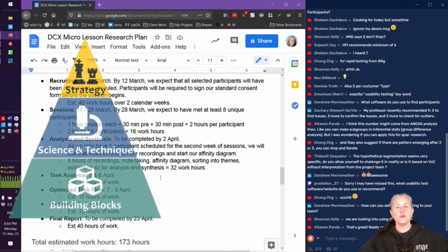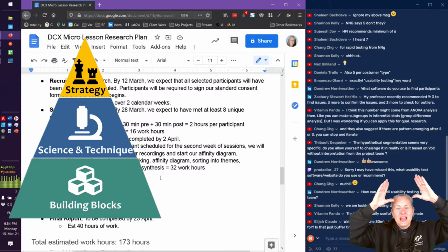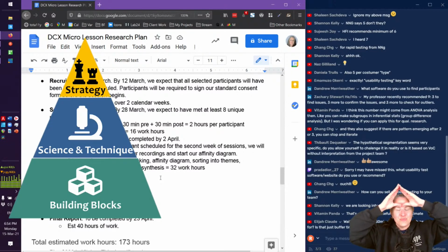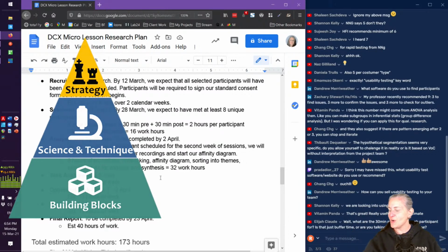And also remember, if you are new to CX and UX, being able to estimate your time and write out a project plan like this, strategy. And you might not be there yet, and that's also okay.